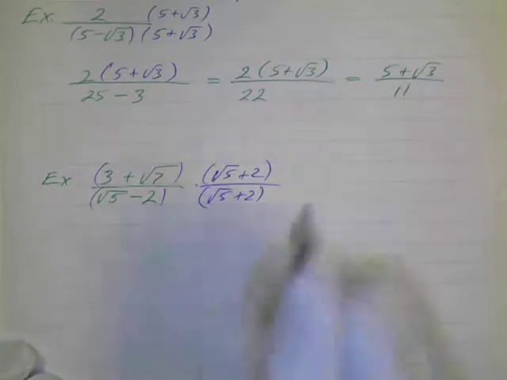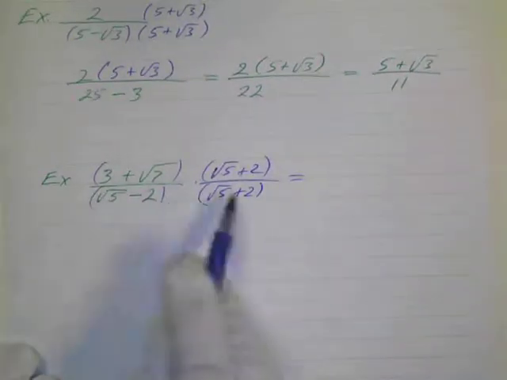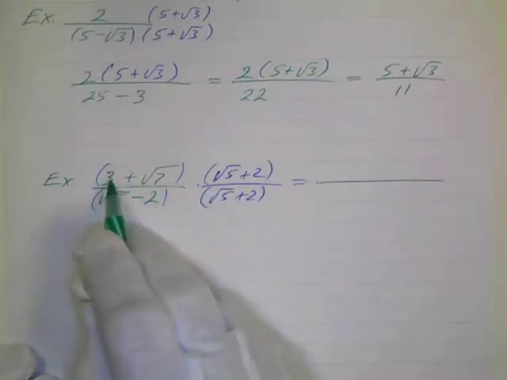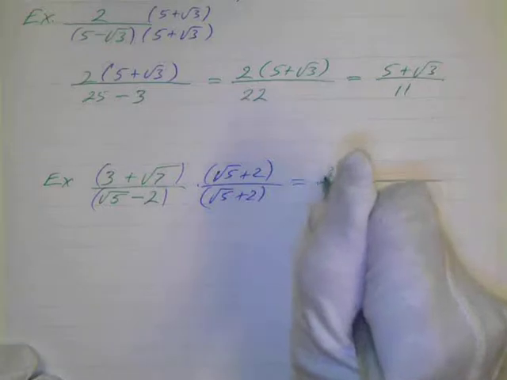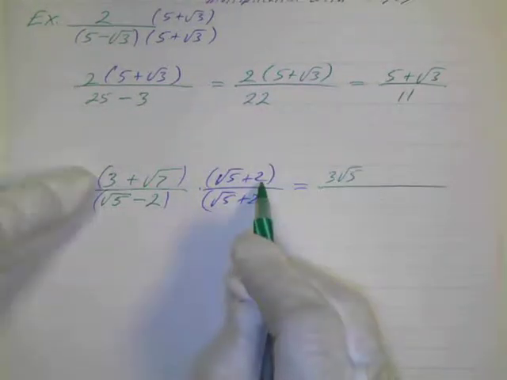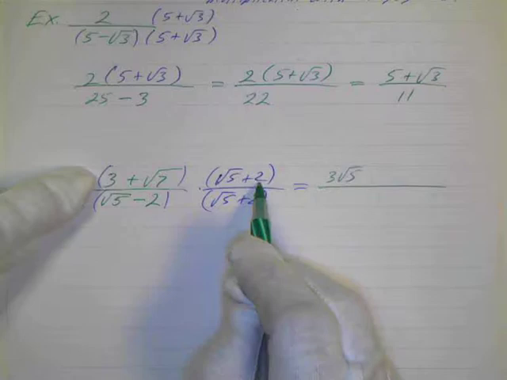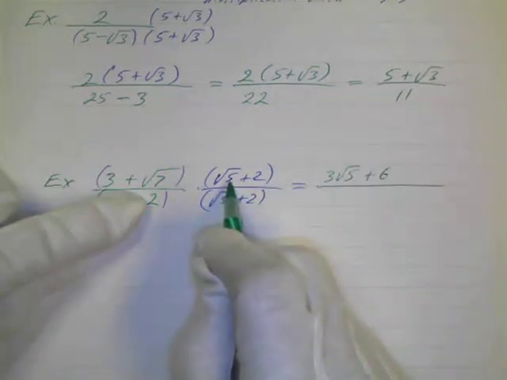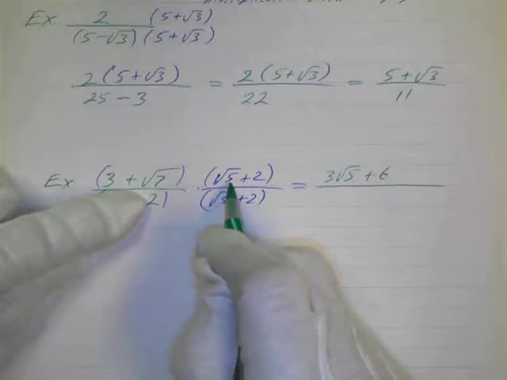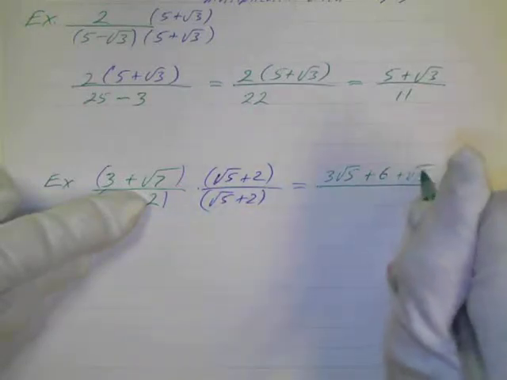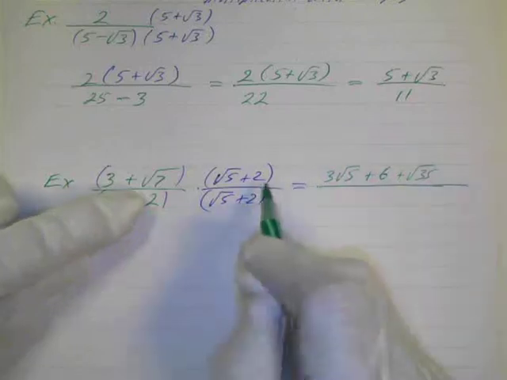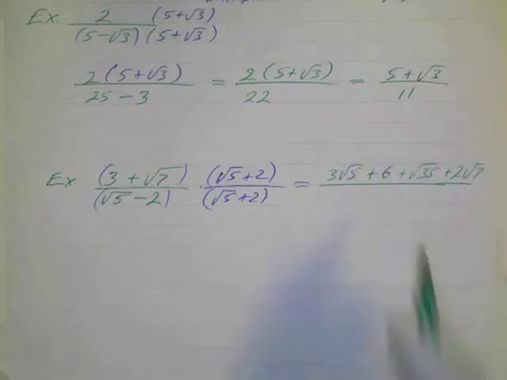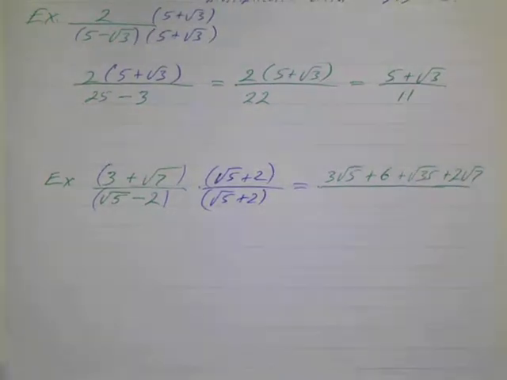Okay, so on the top, we're going to have to do the FOIL process, and these terms are going to be all messed up, but that's the way it goes. First term times first term, that's going to be 3 times the square root of 5. And the outside terms, that's going to be 3 times 2 is 6. Inside terms, the square root of 7 times the square root of 5 is the square root of 35. And then the last term is 2 times the square root of 7. So it's a big old mess up on the top. We're not worried about the top, we're worried about the bottom.